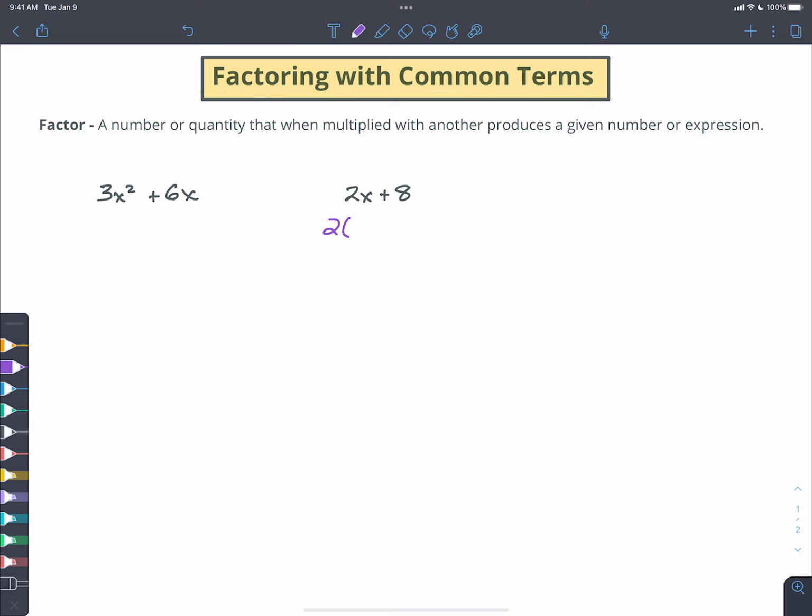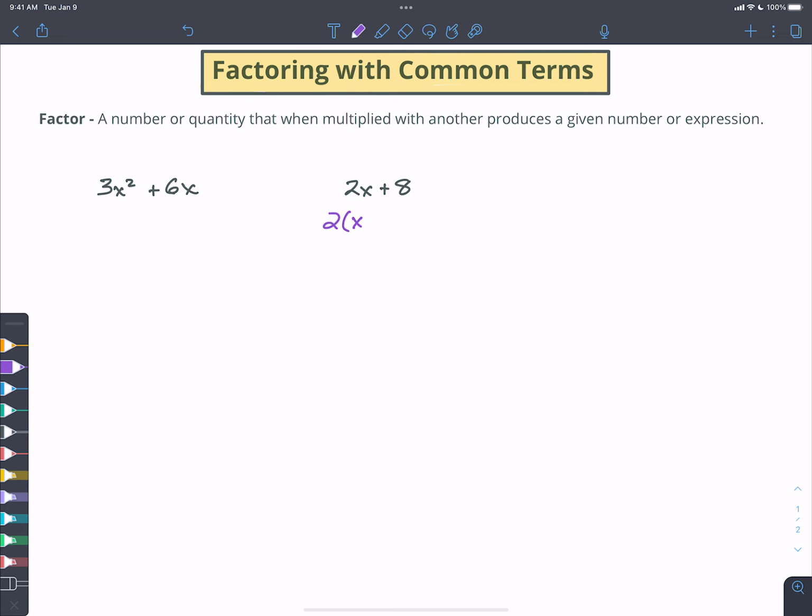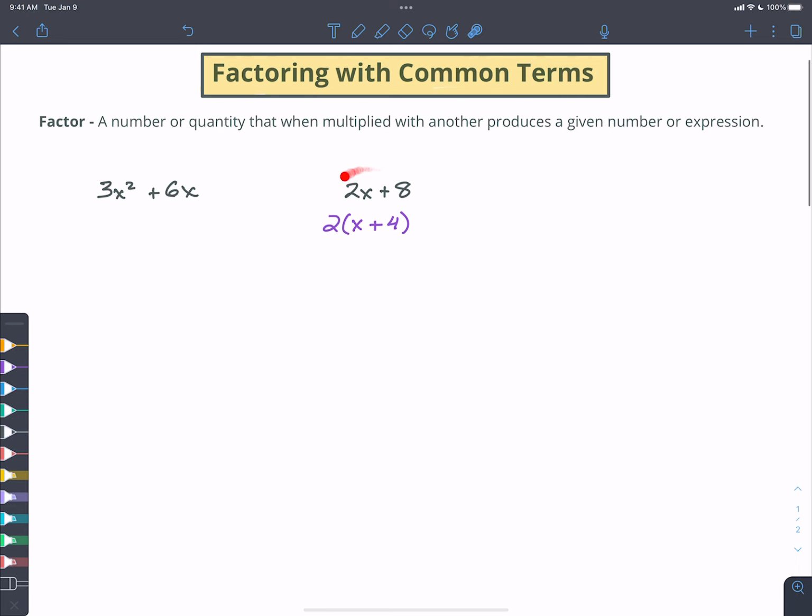So if I factored out a 2, I'm thinking 2 times something gives me 2x, and that's going to be x. And 2 times something gives me positive 8, that's going to be 4. So now I've changed this into two factors because I've got 2, which is a number, times a quantity, x plus 4, that when multiplied gives me a given expression. So 2 times x gives me 2x, 2 times 4 gives me 8. So here, this thing is now factored.